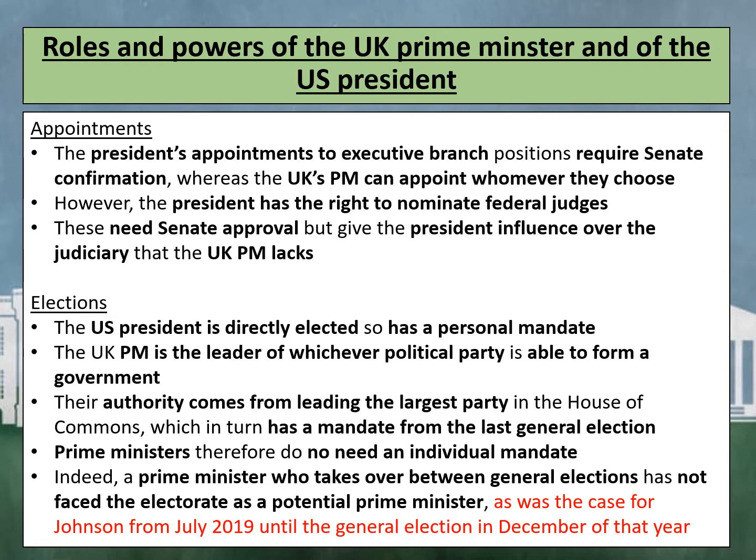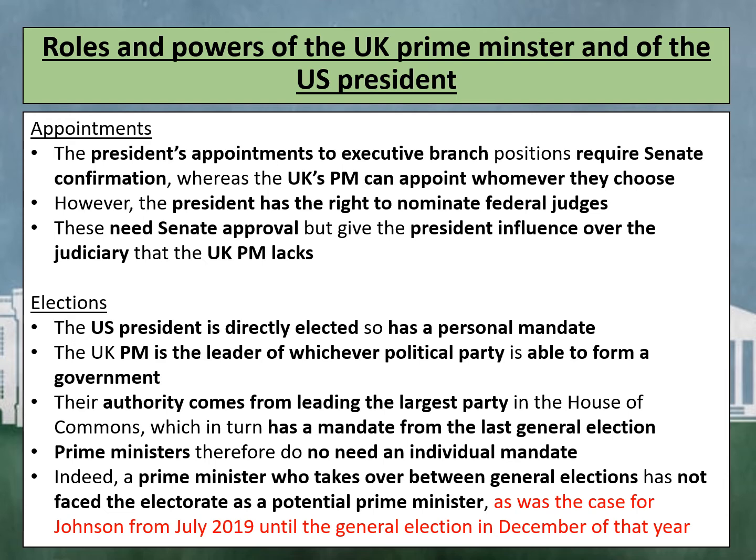Then we have appointments. The President's appointments to the executive branch positions require Senate confirmation, whereas the UK's PM can appoint whoever they choose. However, the President has the right to nominate federal judges. These need Senate approval, but give the President influence over the judiciary that the UK PM lacks. Then we've got elections. The US President is directly elected, so has a personal mandate.